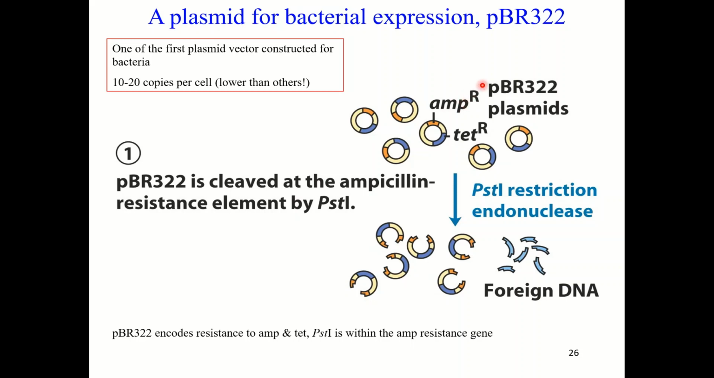Okay. If we look at these, and we just make this a cartoon, the orange is for ampicillin, the blue is for tetracycline. Okay, we have all these plasmids. We can do a certain restriction enzyme, PstI here, and that will cut in the ampicillin resistance region. Okay, then we can add our foreign DNA that has the same ends as that PstI restriction enzyme.